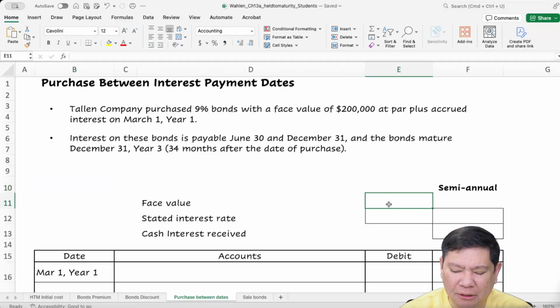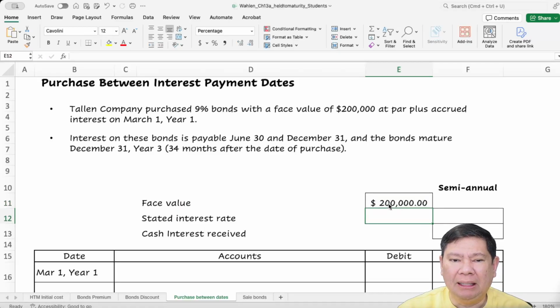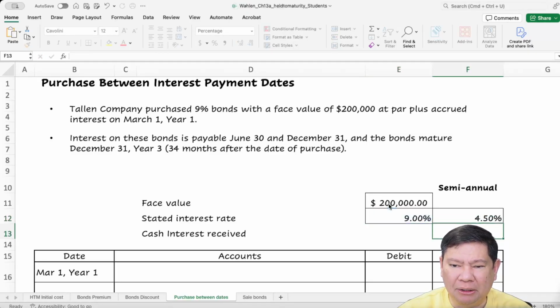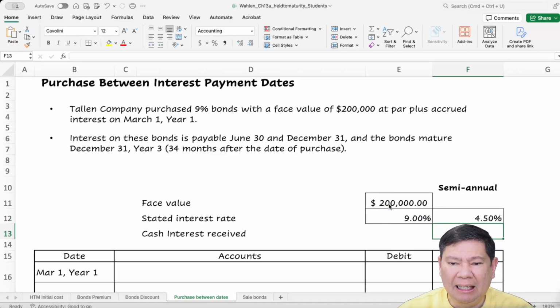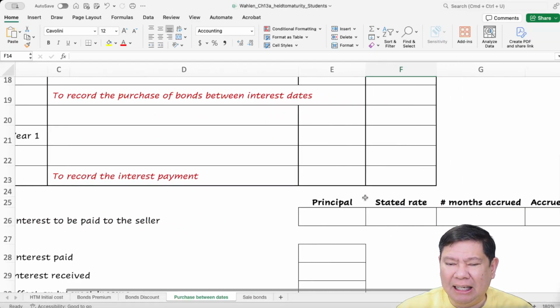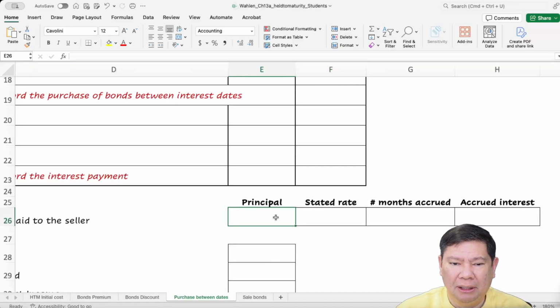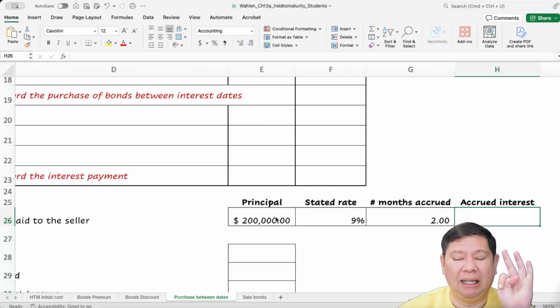Okay, so the face value is 200,000. Stated interest rate is 9%. So semi-annual is 9% divided by 2, 4.5%. And the cash that we will receive is 4.5% times 200,000, $9,000. But that $9,000 is for 6 months. So if the principal is 200,000, stated interest is 9%, number of months accrued is 2 months, January and February.